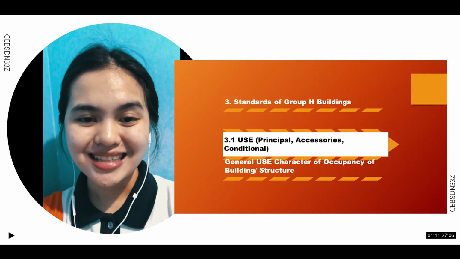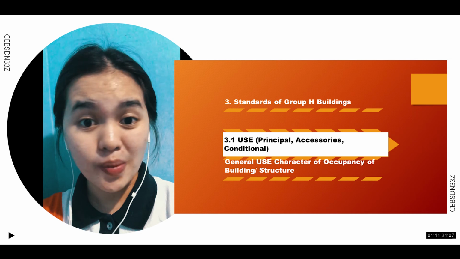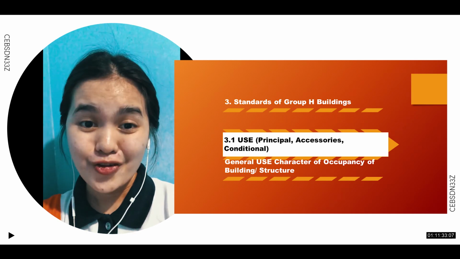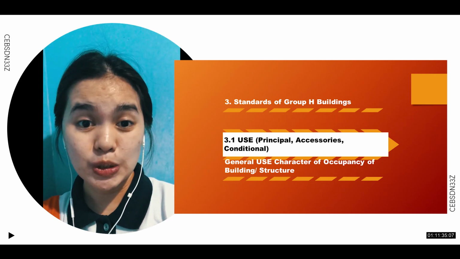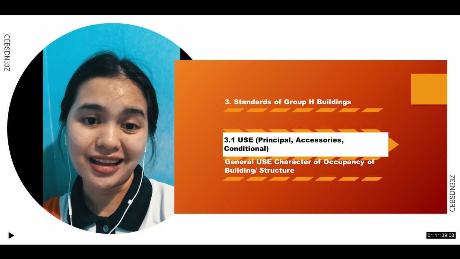Let's go to the third part, which is the standards of Group H buildings. First, our 3.1 is the use, which includes the principal, accessories, and conditional.